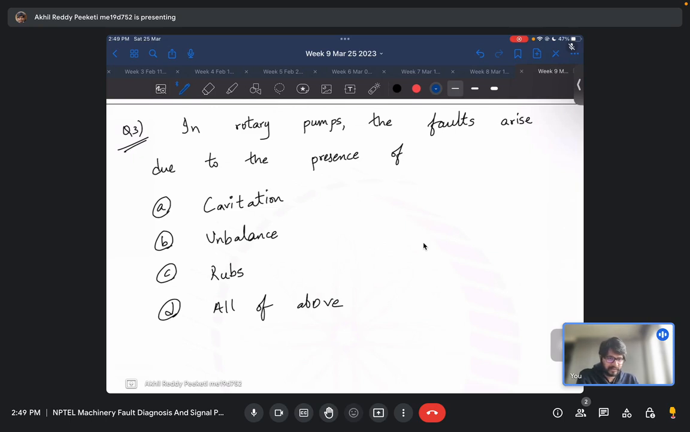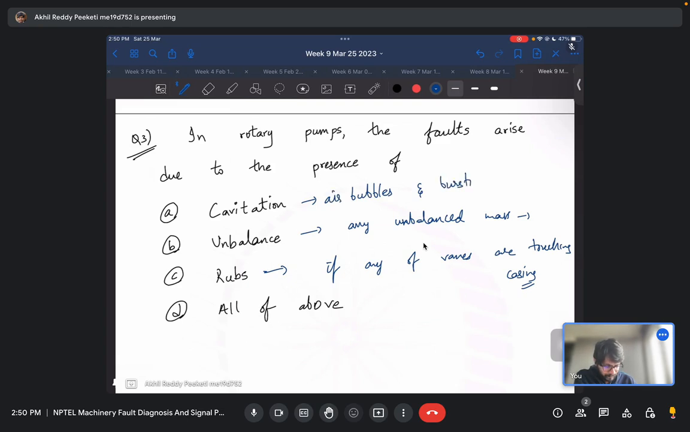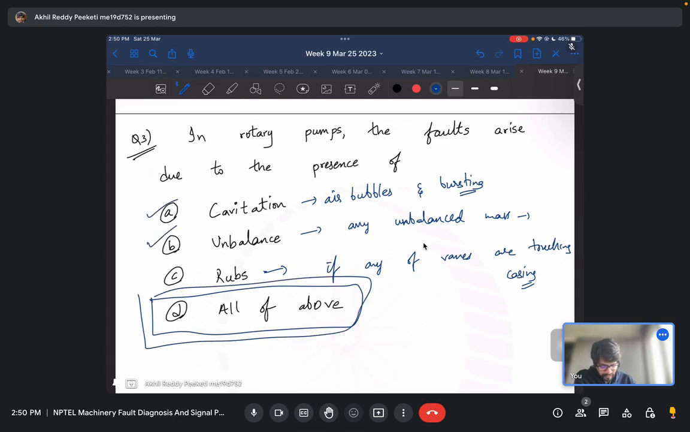So if any of the vanes are touching the casing, then a rub will happen. Any unbalanced mass is possible simply because maybe a single fan is slightly heavier than the rest of the fans, or one of the fans is slightly lighter than the rest. Cavitation, formation of bubbles and bursting at very high frequencies. So all these are possible. In rotary pumps, you actually have all this. Cavitation is possible, unbalance is possible, rubs are possible.